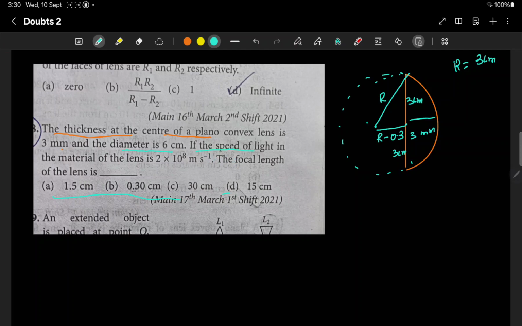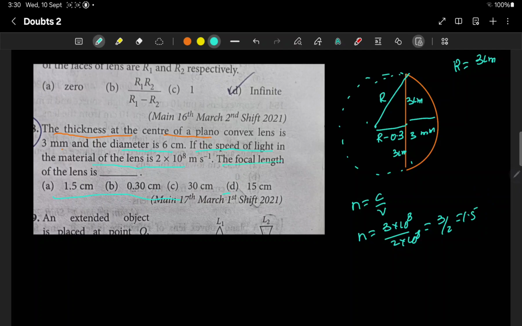Now if the speed of light in the material is 2 into 10 to the power 8, we know the refractive index is nothing but c by v. Your refractive index would be 3 into 10 to the power 8 by 2 into 10 to the power 8. So the refractive index comes out to be 3 by 2 or 1.5. So this is the refractive index of this lens.